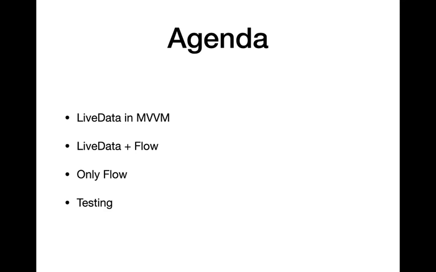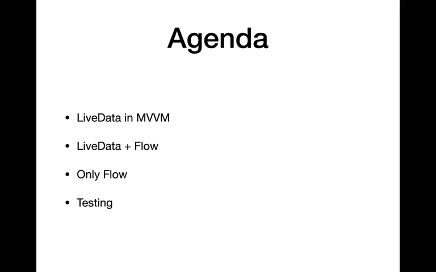So today's agenda is first we're going to be talking a bit about how to use live data in MVVM, but I'm sure most of you are familiar with this one, so I'm going to keep it short. And then we're going to start using Flow in repository level, and in the vModel level, we're going to be using live data. Then we're going to replace live data with Flow, and we're going to see how we can use StateFlow. At the end, we're going to see how we can test all the scenarios that we have written.